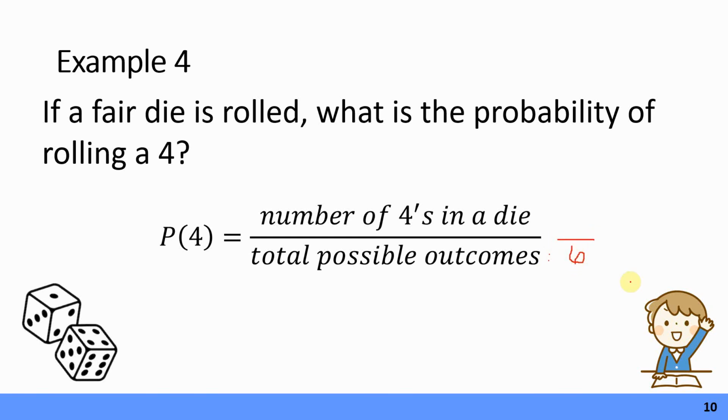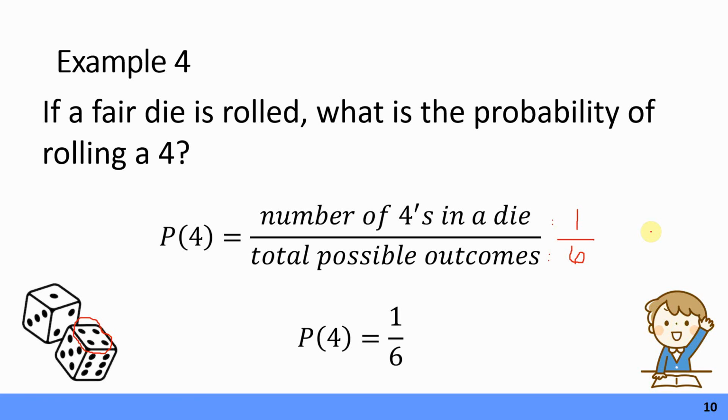Now in that die, how many sides have a 4 on it? Because that's what they're asking us for. So if you look at a die, or you could just cheat and look at the picture, only one side has a 4 on it. So there's a 1 in 6 chance that we will roll a 4. So it's pretty simple. You just have to be familiar with the die.